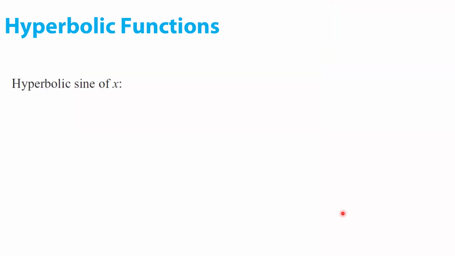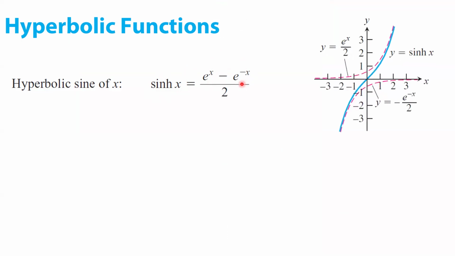Now, we're going to define hyperbolic functions. Hyperbolic sine of x, or you write it as sinh x, is defined as e to power x minus e to power minus x divided by 2. The graph can be visualized this way. This is the graph of hyperbolic sine.